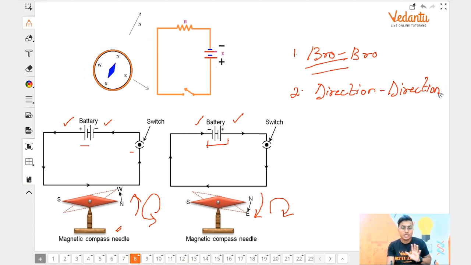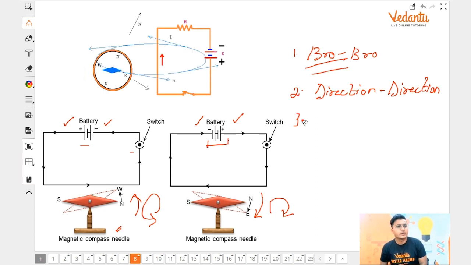That was the second conclusion given by Mr. Oersted. Now let's try to focus on what he said for the third conclusion. The third conclusion was the most interesting one. He thought, what if, without changing the direction, the current increases, or will it decrease? So guys, what do you think?